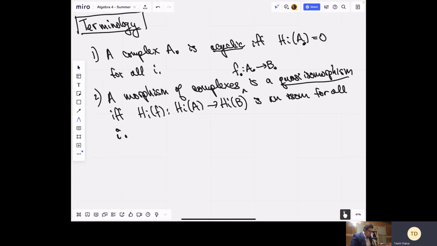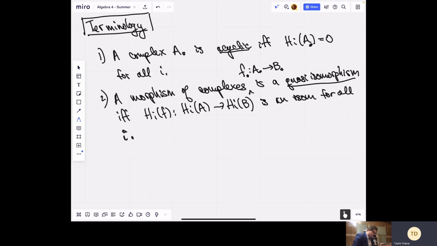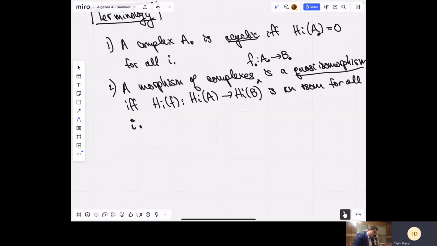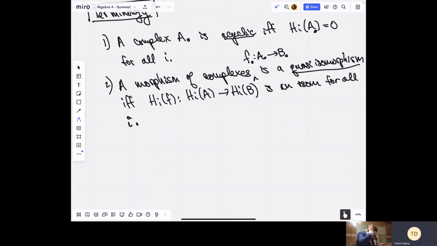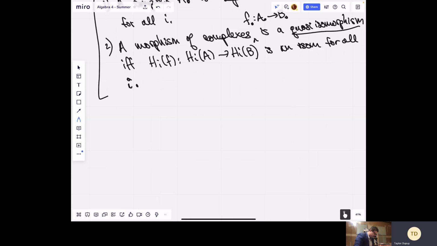So acyclic means that it's zero homology, and a morphism of chain complexes is a quasi-isomorphism if and only if this is an isomorphism. As a warning, sometimes there are going to be more quasi-isomorphisms later. There's a thing called derived categories, and you add extra quasi-isomorphisms. But for now, we're just going to talk about chain maps. When are they quasi-isomorphisms?